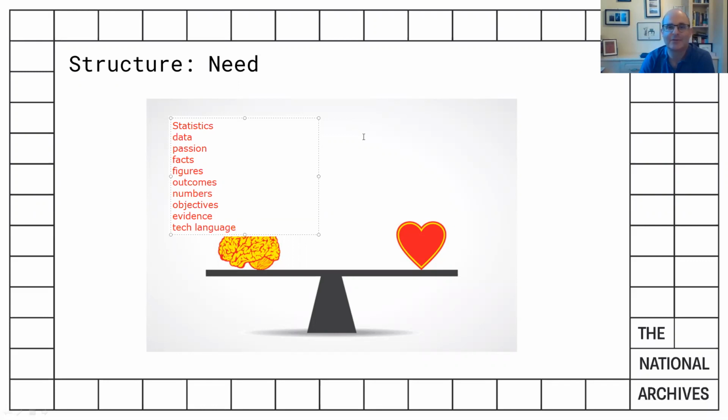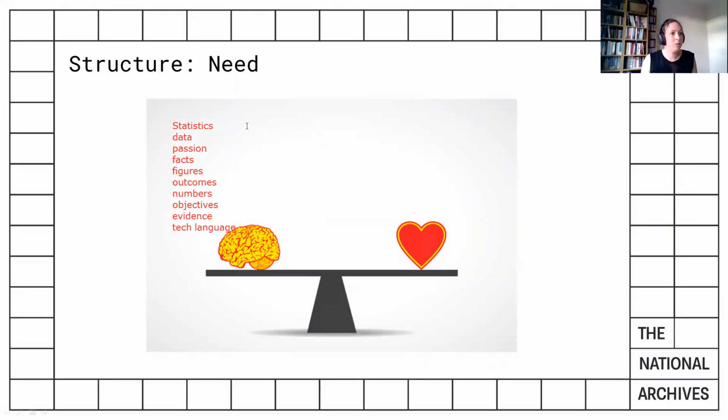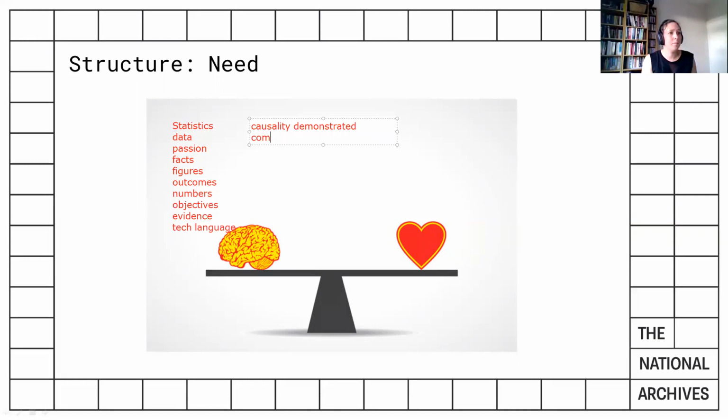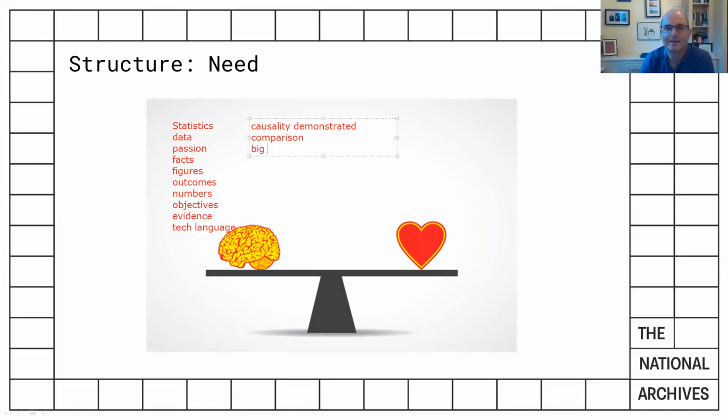Technical language, you got it all, Leah. Have I got it all? Causality demonstrated. That's a good one. Comparison with similar. Yeah. I like the big picture as well. I was noticing when I put, yeah.